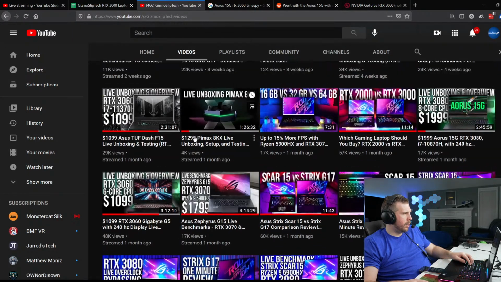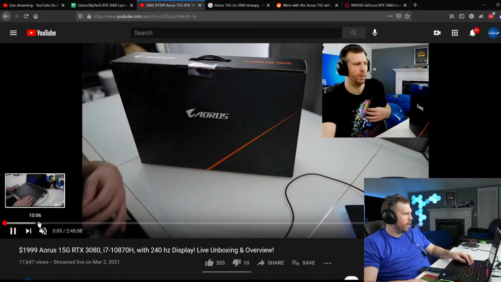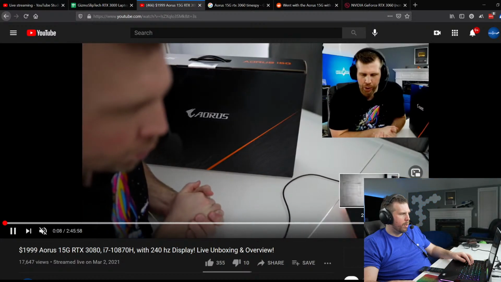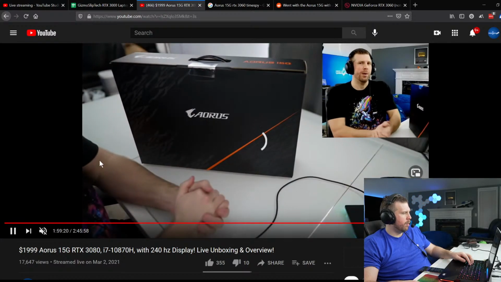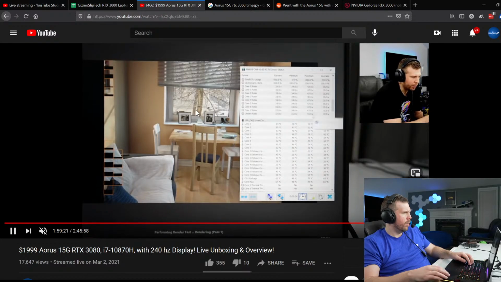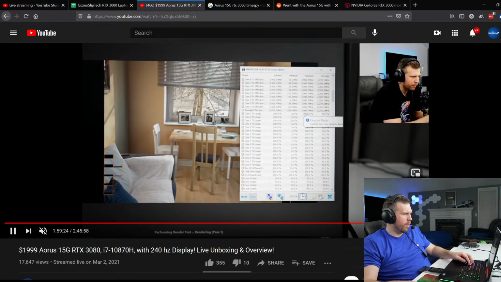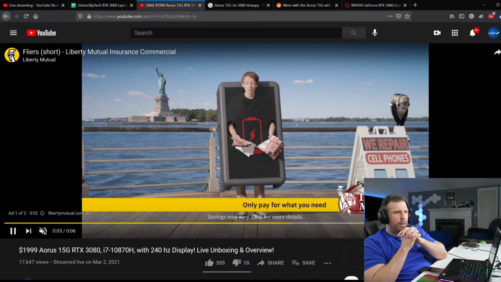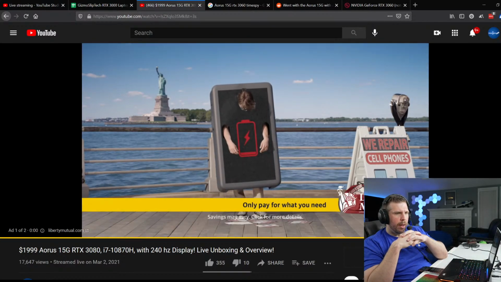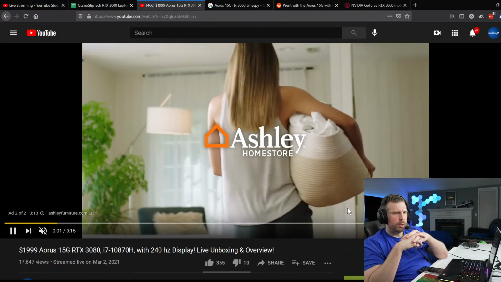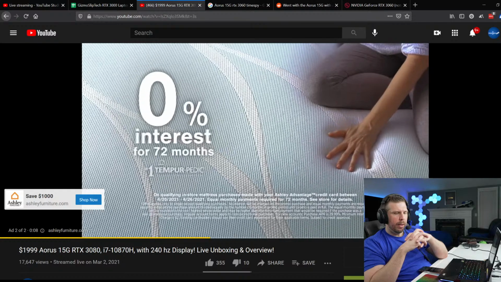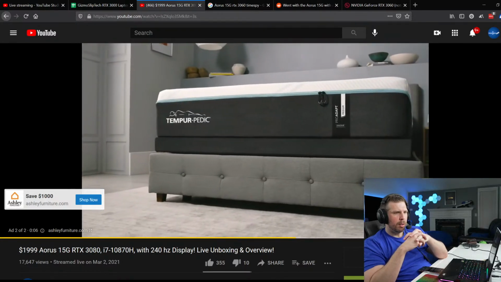So Aorus 15G, right here, we should be able to get a Cinebench number. Cinebench right here. Cool. Asus TUF F15 3070 versus the Strix Ryzen 9 3060. You're going to get more performance with the 3060, Priya.